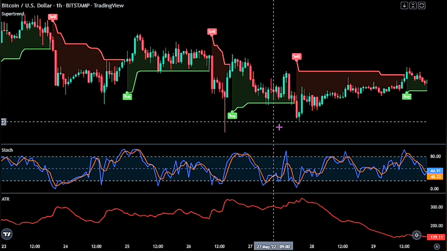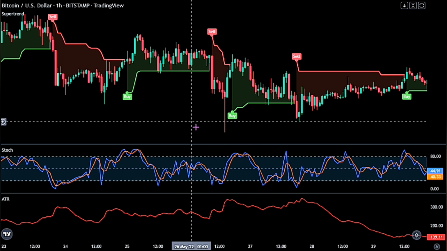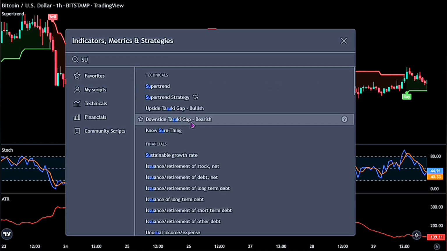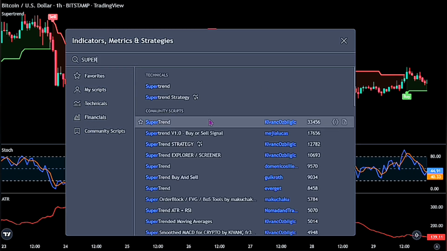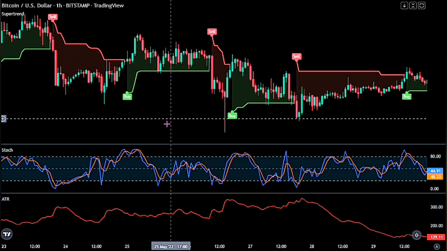Now let us go over to the indicators we have on our chart before we head over and explain how the strategy works. So for the first indicator you see here, it is a super trend indicator. This one right here by Kevin Kuzbilchik, and as you can see, there are a lot of them. So don't make the mistake of adding another type of indicator to your chart, as you would get a different reading and possibly make a lot of errors using the strategy.